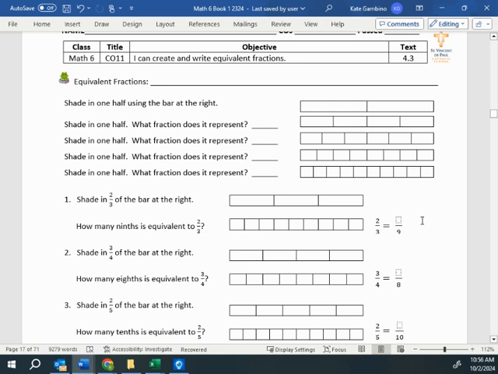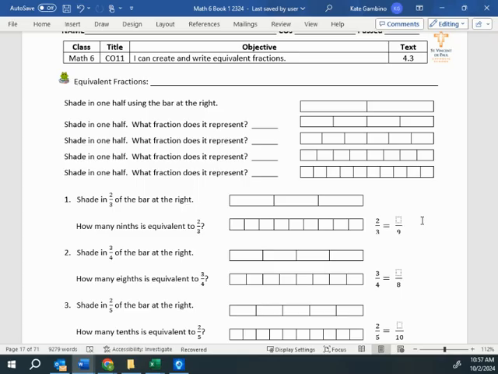Good morning. Today we are starting Unit 2 in our math binders, and we are working on CO11. I can create and write equivalent fractions. Does anybody know off the top of their head what an equivalent fraction means?